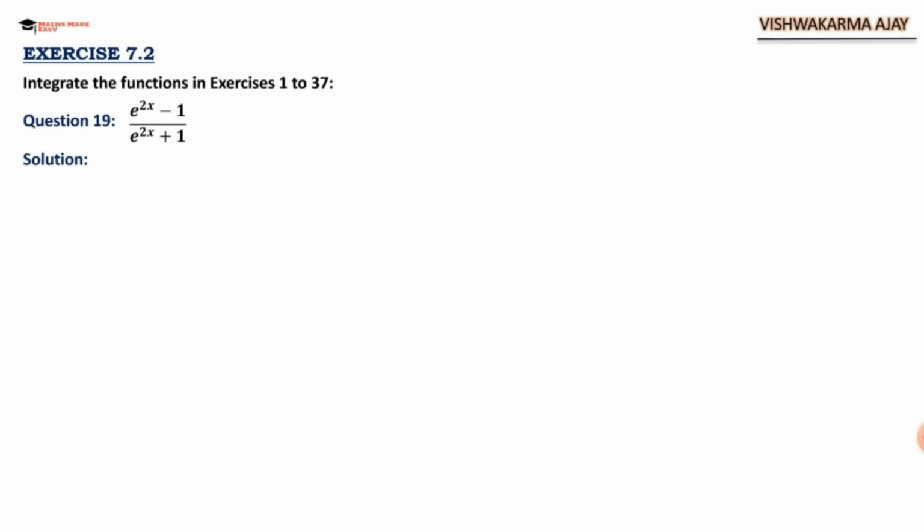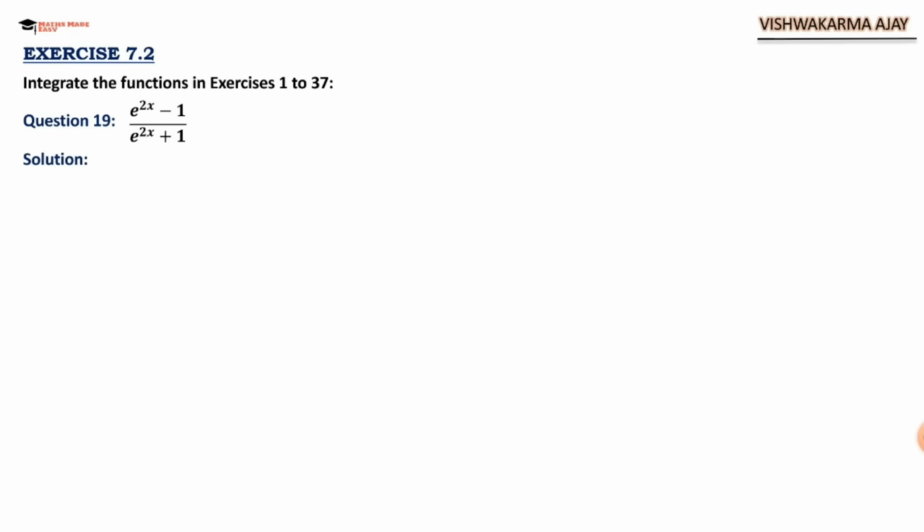Question number 19. A very tricky question. The integral of e raised to 2x minus 1 upon e raised to 2x plus 1. Can you find the derivative of the numerator in the denominator, or the derivative of the denominator in the numerator? There is none available.